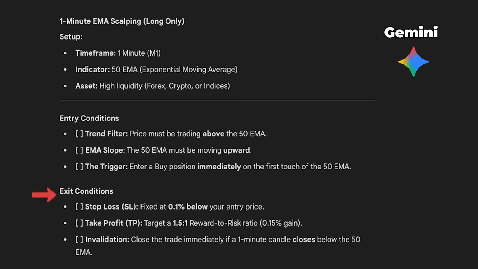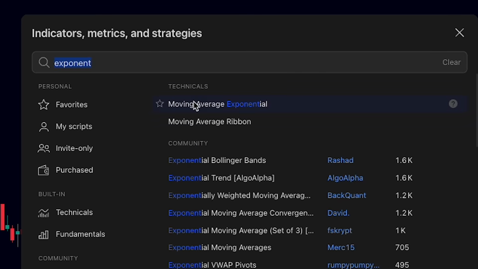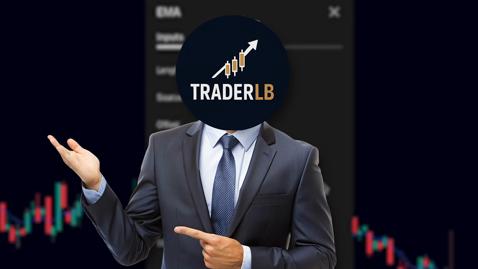The exit rules are 0.1% stop loss and 0.15% take profit, or close the trade immediately if a 1-minute candle closes below the 50 EMA. So let's open up a fresh chart on TradingView and add exponential moving average, then go to the settings and change length to 50. That is the only indicator we need for this strategy.